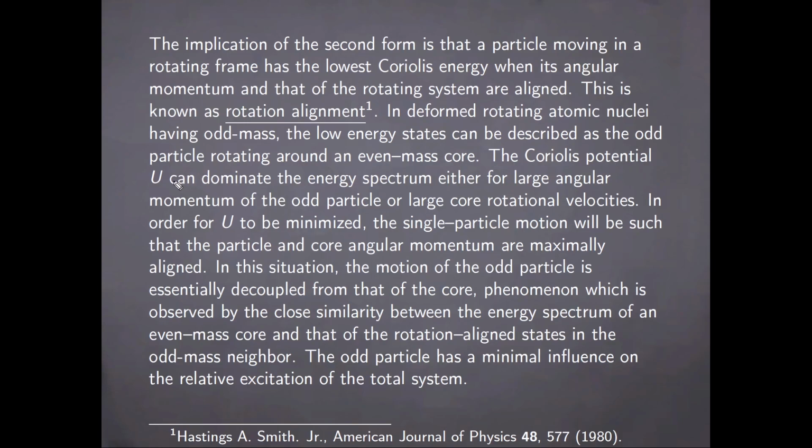The Coriolis potential U can dominate the energy spectrum either for large angular momentum of the odd particle or large core rotational velocities. In order for U to be minimized, the single particle motion will be such that the particle and core angular momentum are maximally aligned. In this situation, the motion of the odd particle is essentially decoupled from that of the core, a phenomenon which is observed by the close similarity between the energy spectrum of an even mass core and that of the rotational line states in the odd mass neighbor. The odd particle has a minimal influence on the relative excitation of the total system.